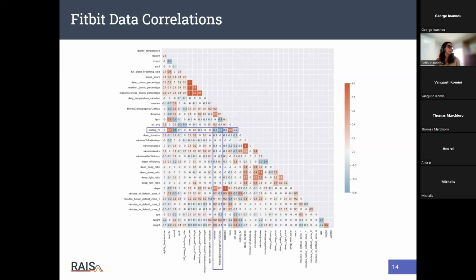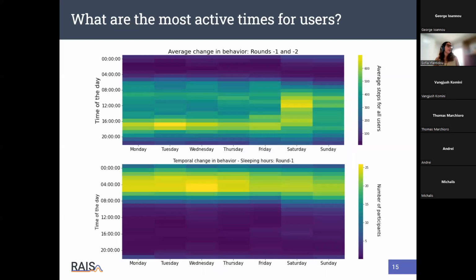Of course, if you really look into this table in detail, you can see more correlations and explore further, but these are some initial examples. Here, mostly I will be showing you examples from round 1, or some examples of round 1 and 2.